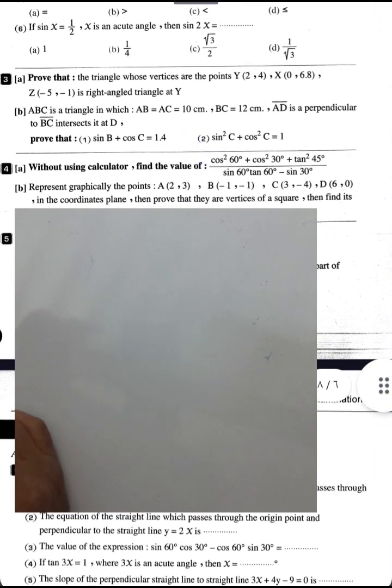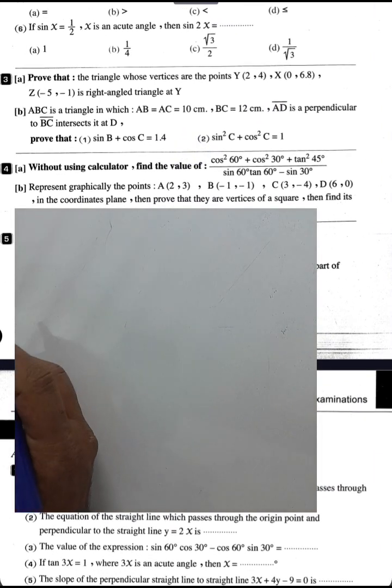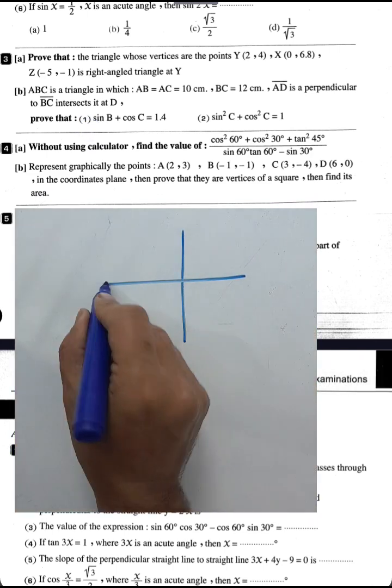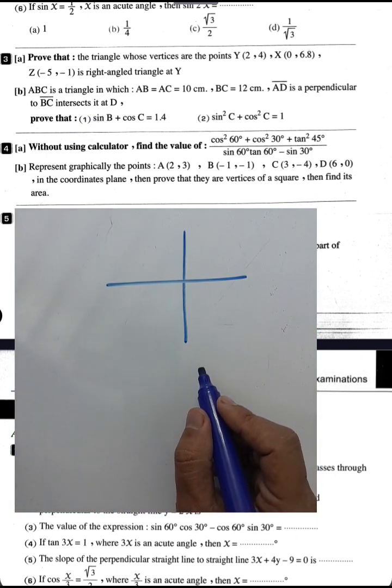Next example. Represent graphically the points A, B, C, D in the coordinate plane. Then prove they are vertices of a square, and then find its area. Okay, it's a long question. Okay, and then you must pay attention about steps with me.